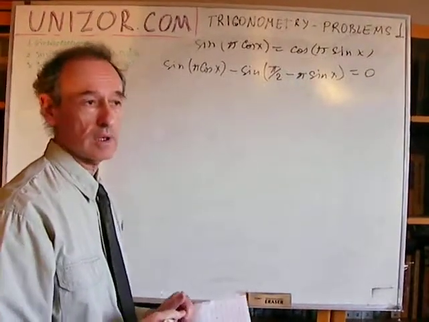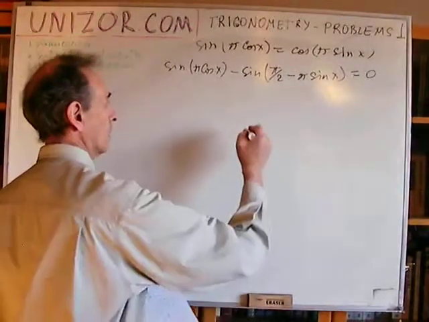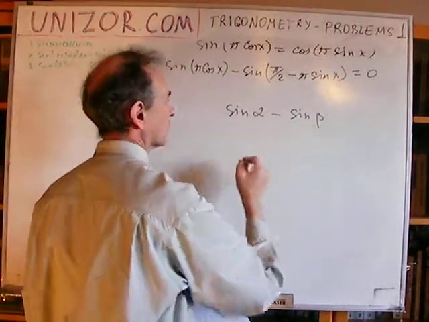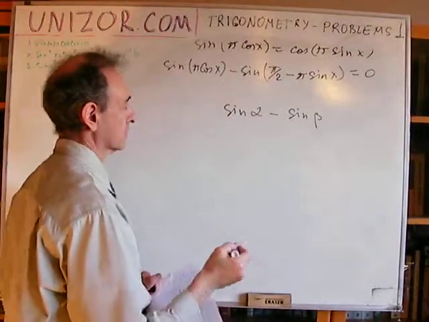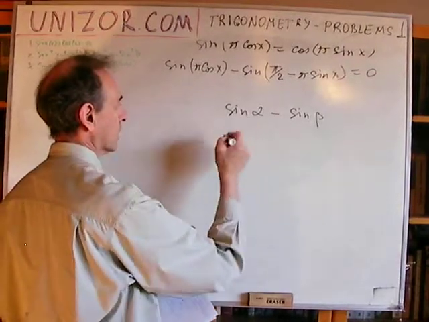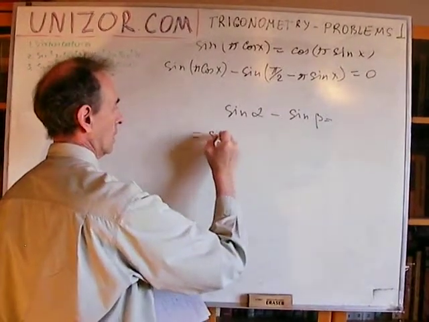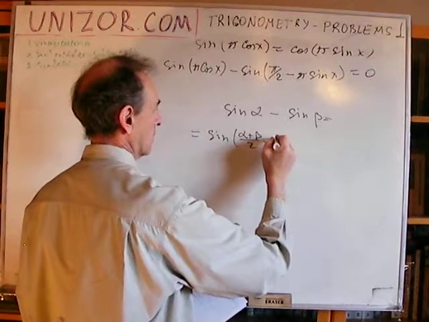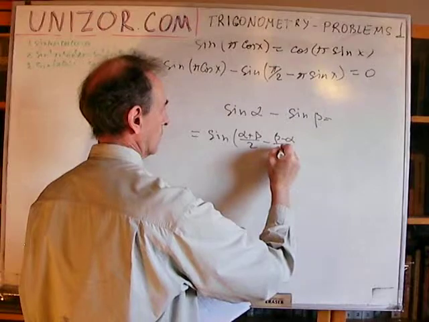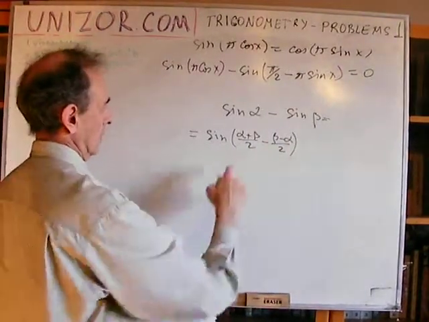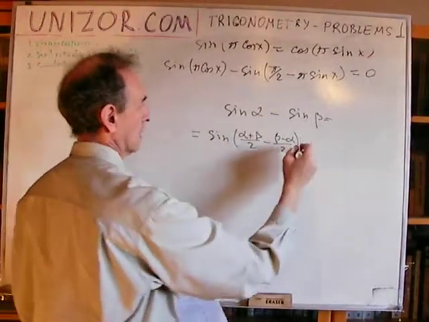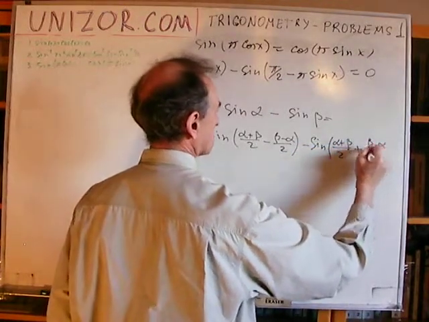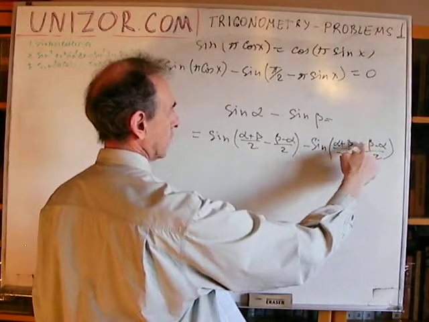I'll use exactly the same approach as in the previous problem. Remember, if you have sine of alpha minus sine of beta, how to convert it into a product of different trigonometric functions. Well, alpha can be represented as alpha plus beta over 2 minus beta minus alpha over 2, right? And beta can be represented as alpha plus beta over 2 plus beta minus alpha over 2. Alpha will be reduced, beta will be 2, yes.